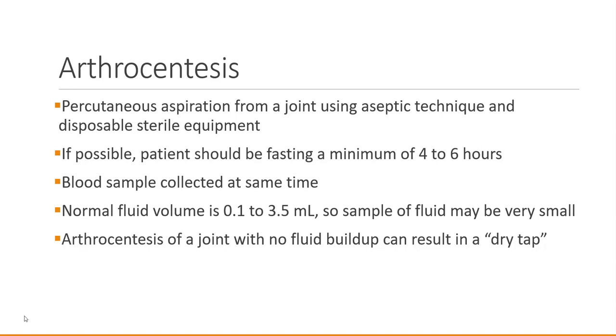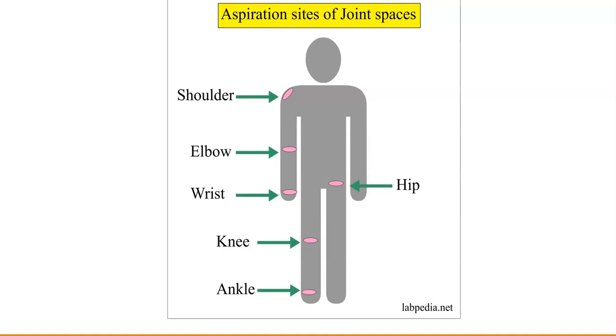The blood sample is collected at the same time as the arthrocentesis is done. The normal fluid volume is 0.1 to 3.5 mLs, so samples of fluid may be very small. Arthrocentesis of a joint with no fluid buildup can result in what's called a dry tap. They go ahead and do the procedure, but nothing is withdrawn from the joint. Here's an illustration of the different joint spaces that may have arthrocentesis performed on.